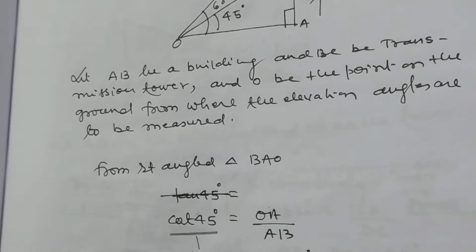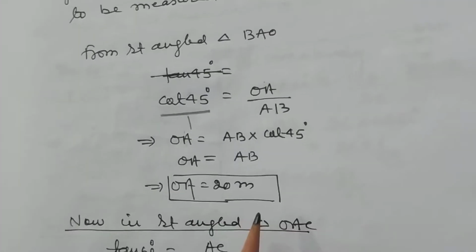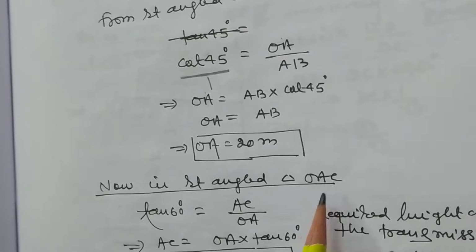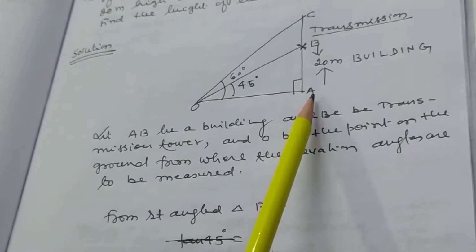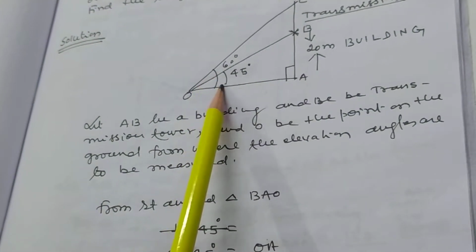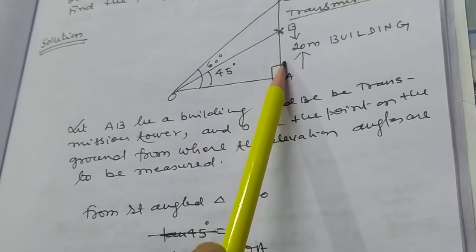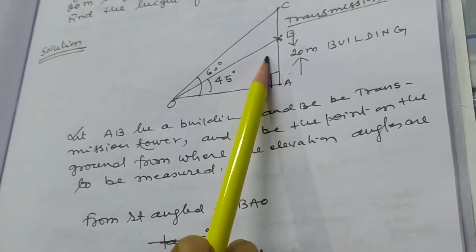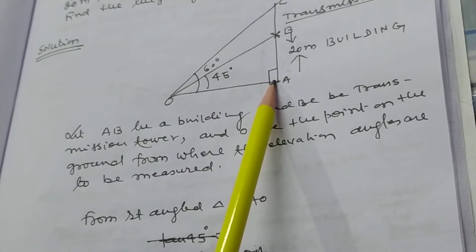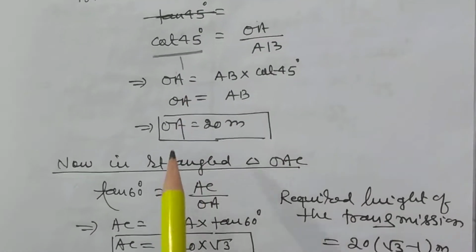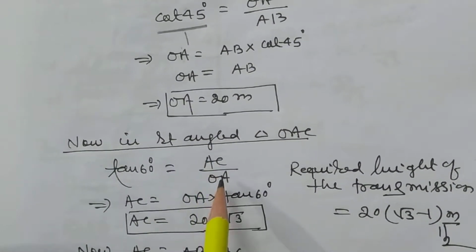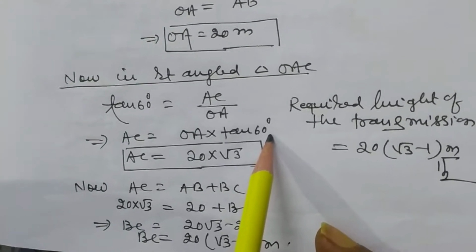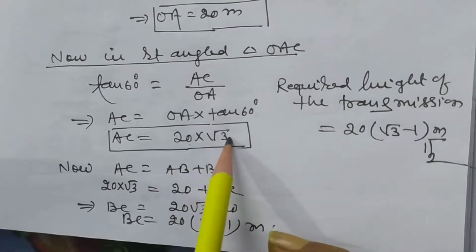So now, OA is equal to 20 meter. Now in right angle triangle OAC, OA is given, and we have to find AC with respect to this angle 60 degree. So here we want AC, so AC should be in numerator, and OA is known, so it will be in denominator. So you will take tan 60 degree. Tan 60 degree is equal to AC by OA. So AC is equal to OA tan 60, and the value of tan 60 is root 3. So AC is equal to 20 root 3.